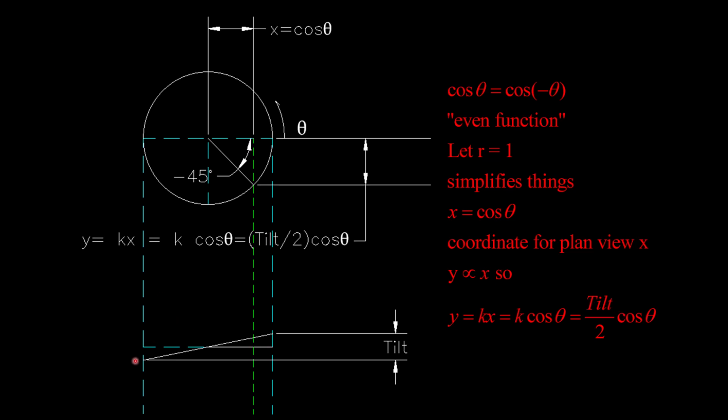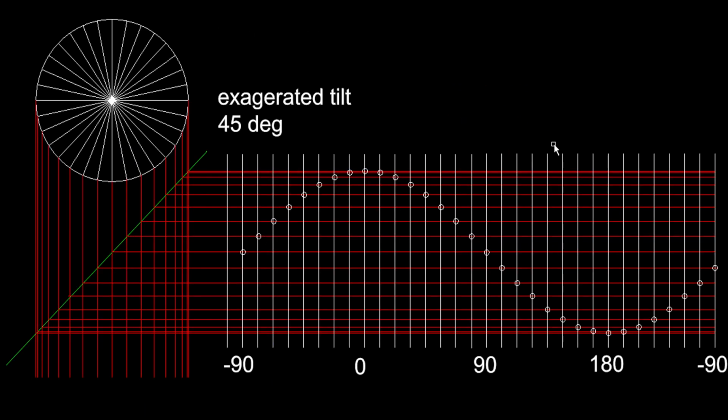Just to check this, say the tilt was 10 inches. That's from the very lowest point, minus 5 inches below the strike line, to 5 inches above the strike line. 10 divided by 2 is 5, times the cosine of theta. At this point, the cosine of theta is 1, so that would give you 5 inches, which is correct. And here's the best part.